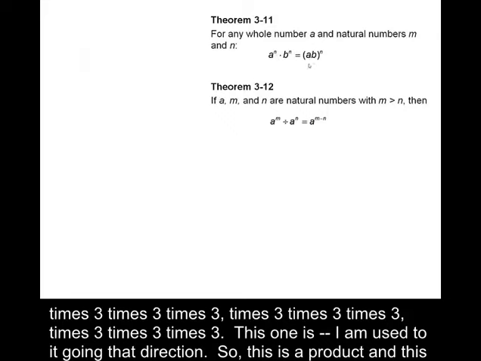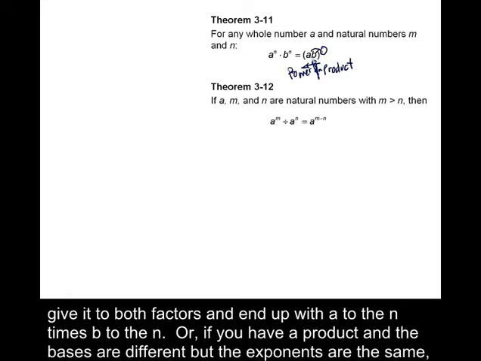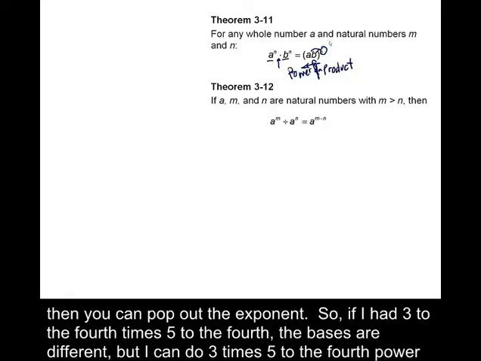This one, I'm used to it going that direction, so this is a product, and this is a power of a product. So this is the power of a product rule. And what it says is since we have a times b, we can just take the exponent and give it to both factors, and end up with a to the n times b to the n. Or if you have a product and the bases are different but the exponents are the same, then you can pop out the exponent.